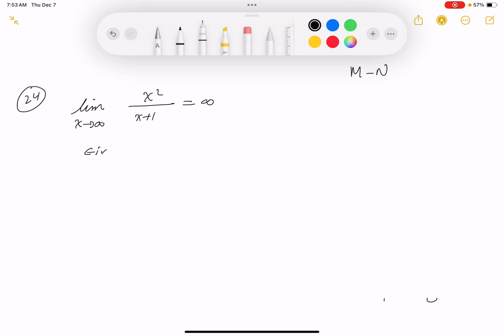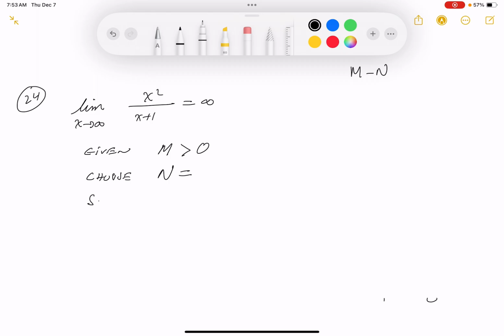Given, we're given that we have some M greater than 0. We need now to choose an N. I don't know what the N is, but it will be in terms of M at some point. All right, I just don't know what it is. I can't know that by looking at it.